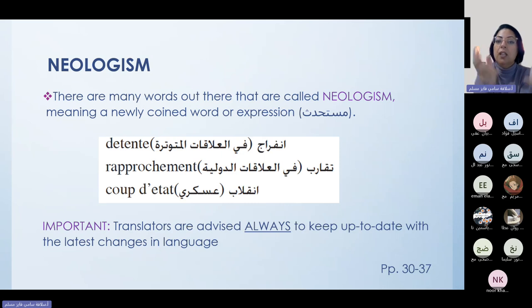Coined يعني coin مستخدم. Okay, like when we say pin something, it's like this. It was pinned. Okay, so like the words that you see in front of you, I think these are French words: détente, انفراج, rapprochement, تقارب, coup d'état, انقلاب. Okay? So translators are always advised to keep up to date.